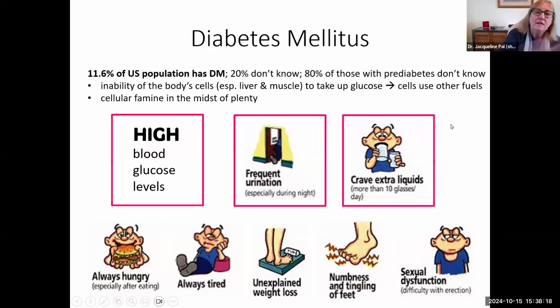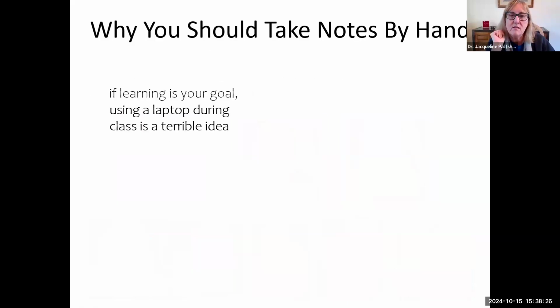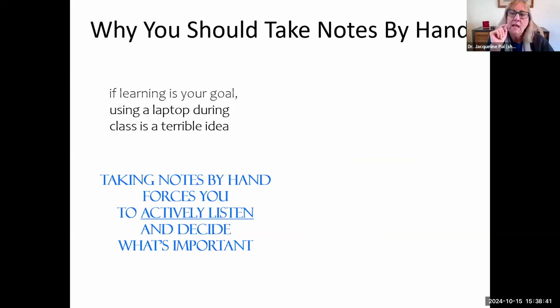All right. So that's it for the endocrine system, but I do want to talk about one other thing. And that's why I always say, do handwritten notes. Why you should take notes by hand. Because if learning is your goal, typing and taking notes is a terrible idea. The only thing it makes you good for is if you want to be a secretary. Taking notes by hand forces you to actively listen and decide what's important.